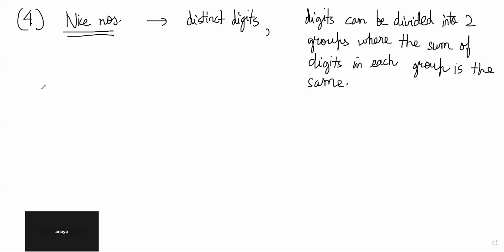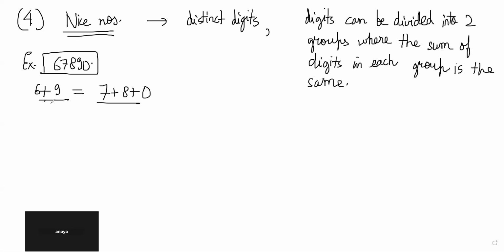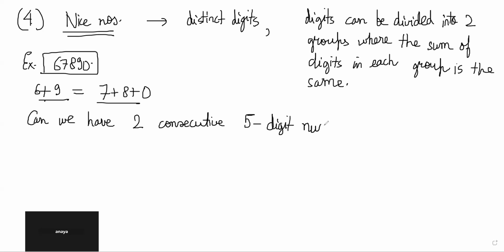The example that was given was the number 67890. Notice that all the digits are distinct and the digits can be divided into groups of 6 plus 9, which is equal to 7 plus 8 plus 0. The question was, can we have two consecutive 5-digit numbers which are nice?